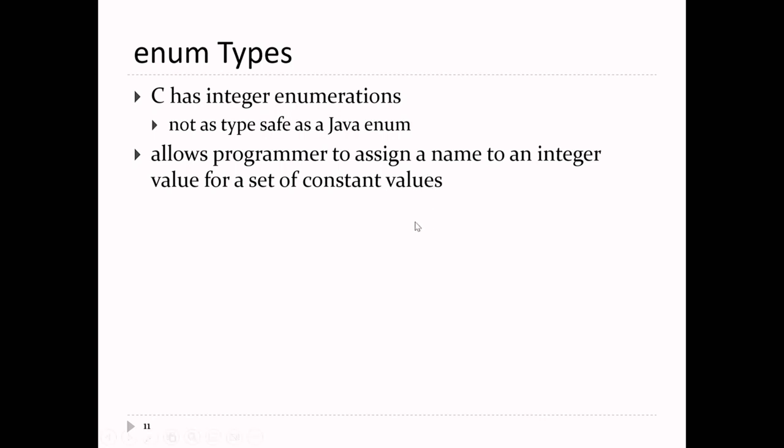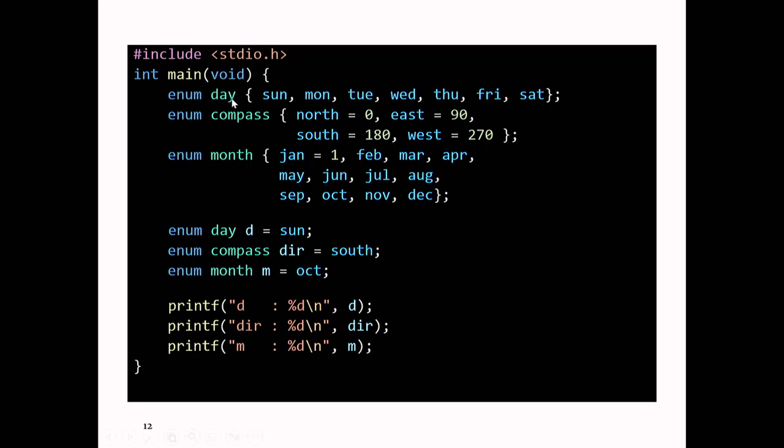Basically, you can assign a name to some integer value for a set of constant values. So here's an example. I can make this thing called enum day, where the value of day can take on the values sun, mon, tue, wed, and so on and so forth. That's actually 0, 1, 2, 3, 4, 5, and 6.